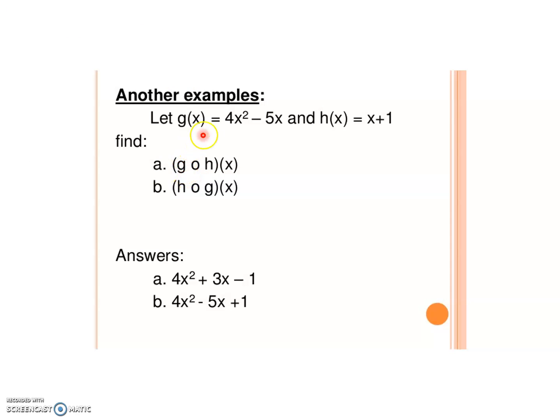Another example: g(x) = 4x² − 5x and h(x) = x + 1. Find g∘h(x) and h∘g(x). We have to find these as homework. To solve, in g∘h(x) instead of x we have to put x + 1, and in h∘g(x) instead of x we have to put 4x² − 5x. We define this answer.